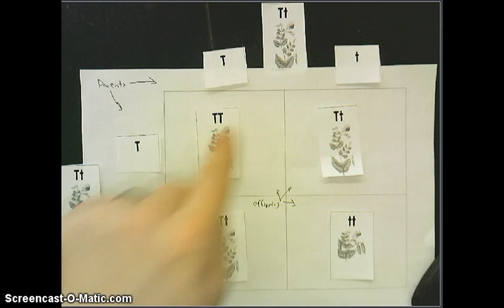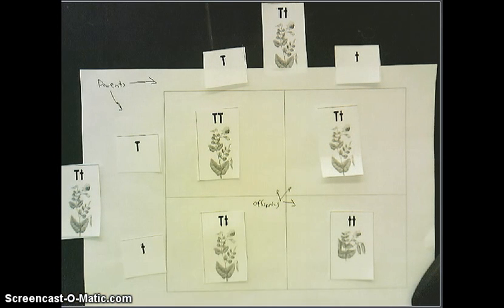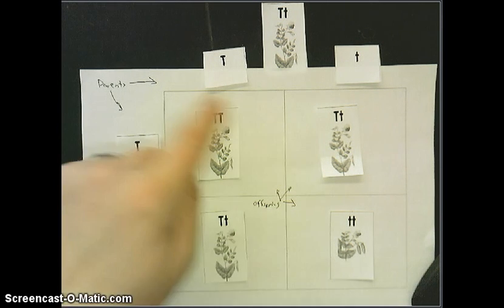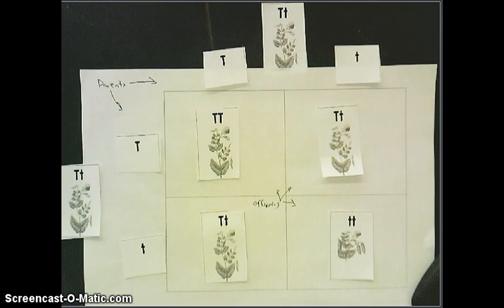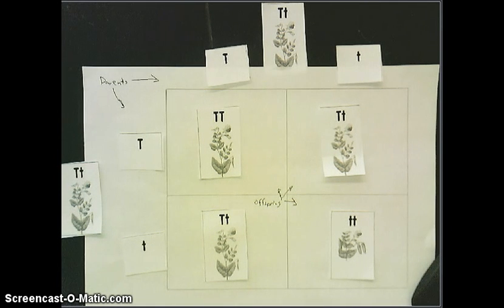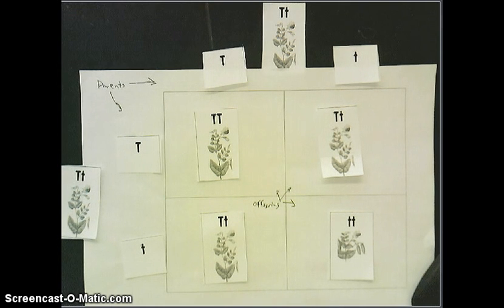We have three individuals that show the dominant trait. Two of them are heterozygous, carrying one dominant allele and one recessive allele. One is homozygous dominant, carrying two dominant alleles, and one is homozygous recessive, carrying two recessive alleles. And by this process, Mendel was able to explain, using percentages, what happens to each of the genes.